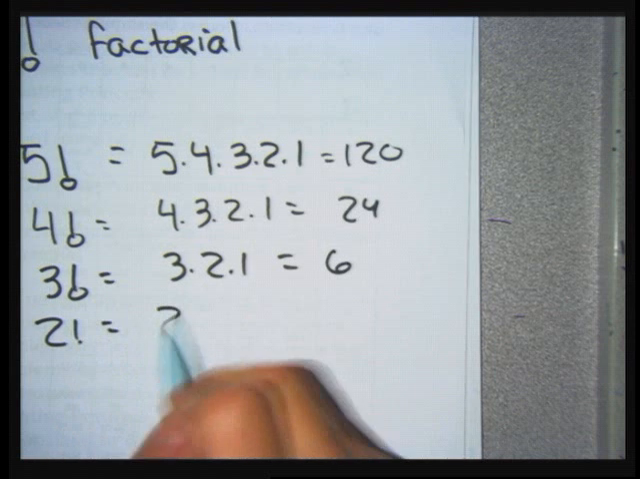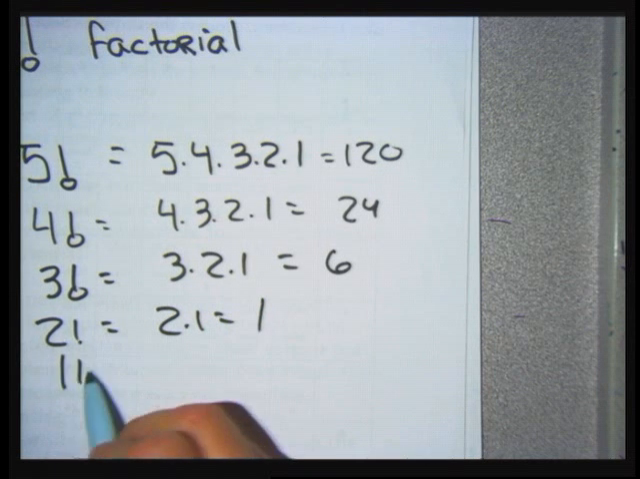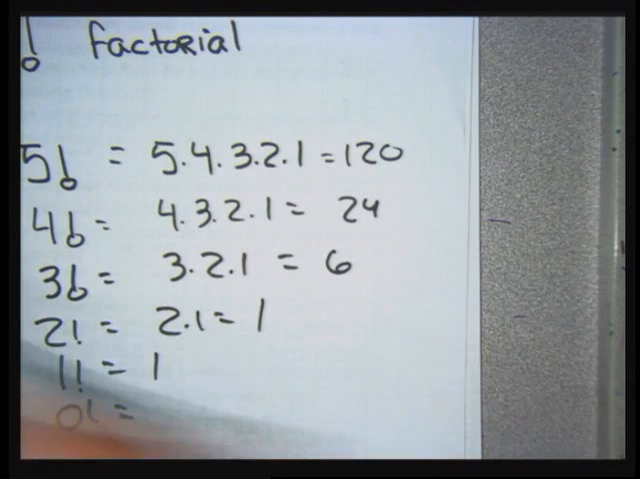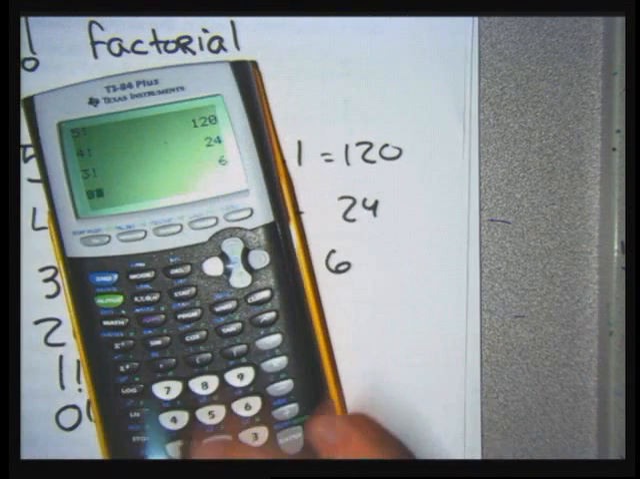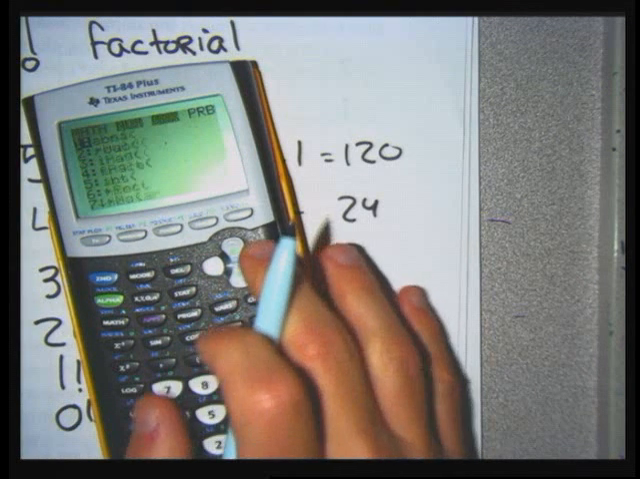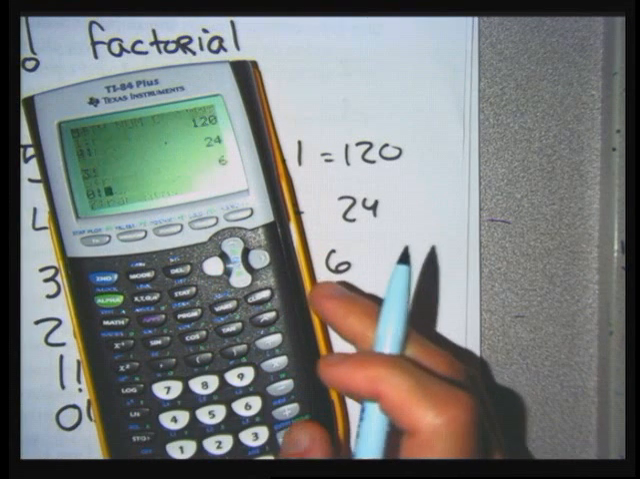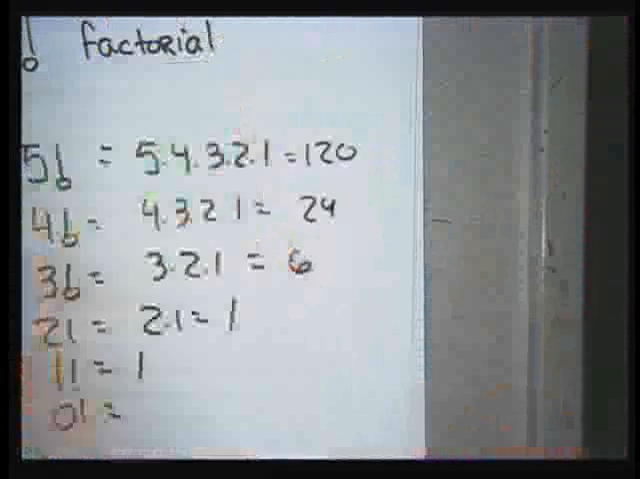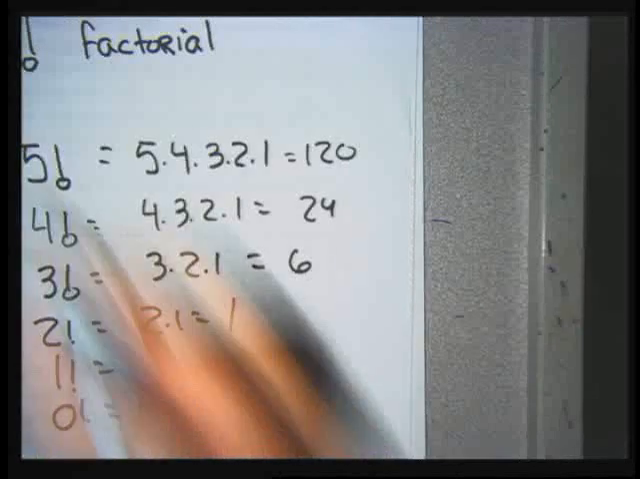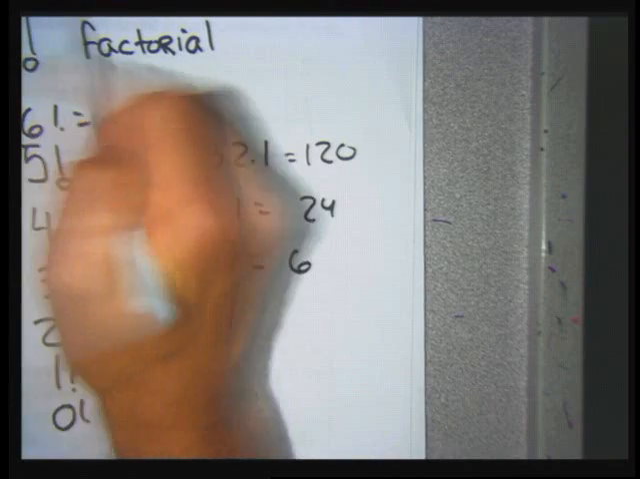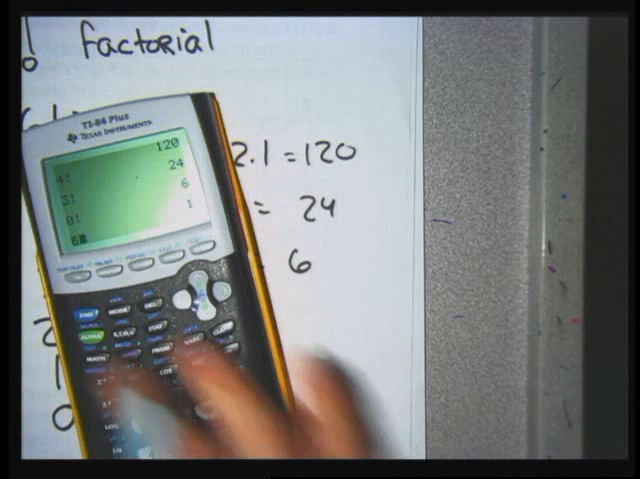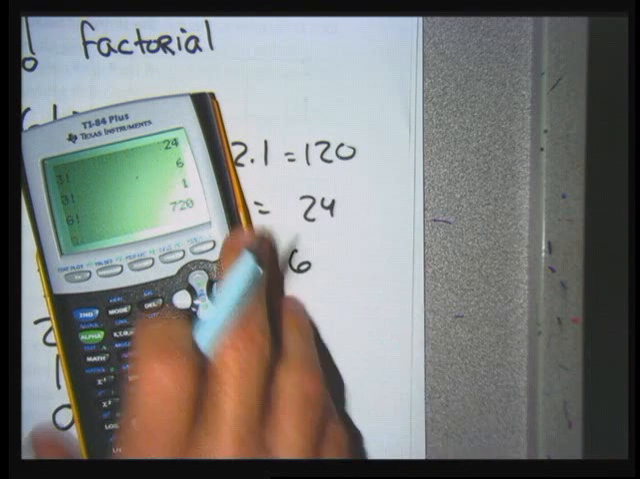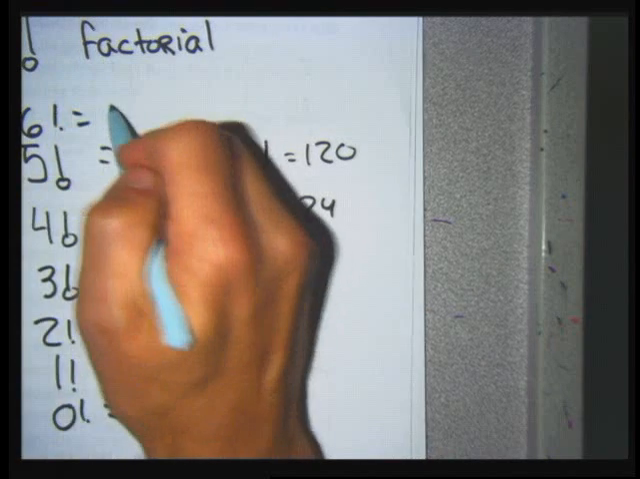2 factorial is 2 times 1, which is 2. 1 factorial is just 1. We'll actually need 0 factorial from time to time. So 0, math, PRB, factorial. And 0 factorial is defined as 1. I'm not sure why, but I know that it works. Let me just do 6 factorial, I might need it at some point. 6 factorial is 720.